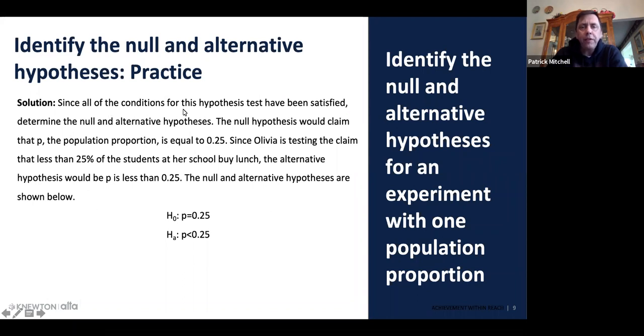Since all the conditions for this hypothesis test have been satisfied, now we'll determine the null and alternative hypotheses. The null hypothesis would claim that P, the population proportion, is equal to 0.25. Since Olivia is testing the claim that less than 25% of the students at her school buy lunch, the alternative hypothesis would be P is less than 0.25. So this will be what we call a left tail test. So here are your null and alternative hypotheses.